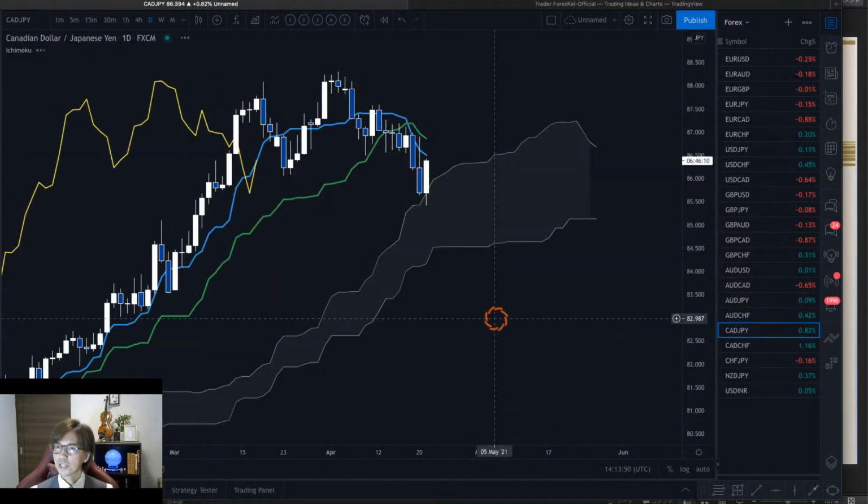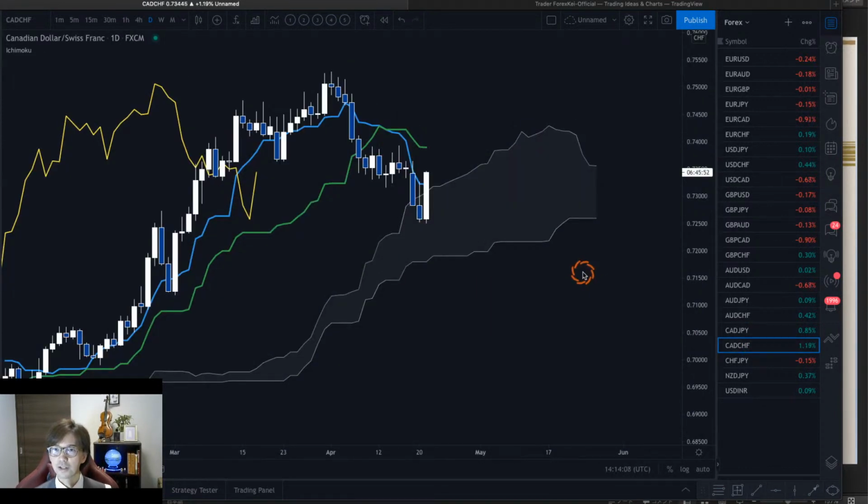So let's focus on the CAD pairs. CAD JPY in the daily chart looks to be bearish, and this is neither a P wave nor a Y wave. Yeah, this is just in the range. This is more of a downtrend at the moment.